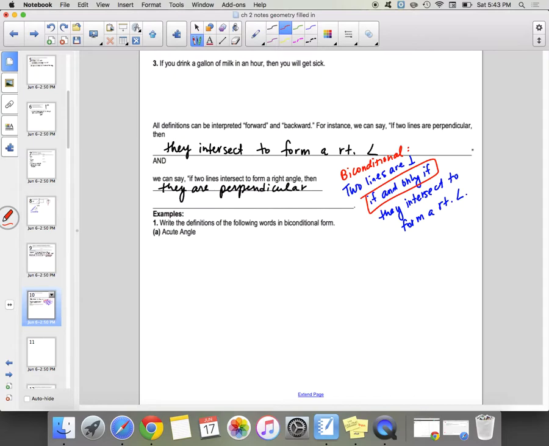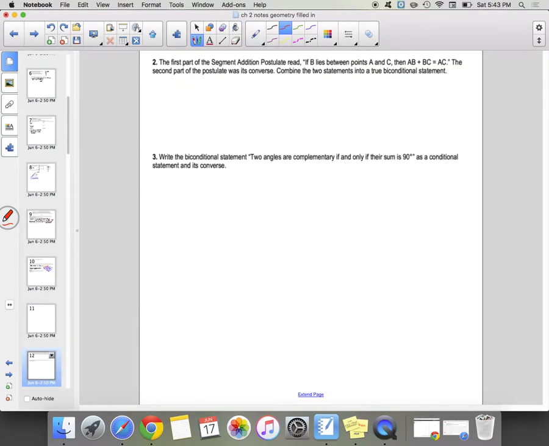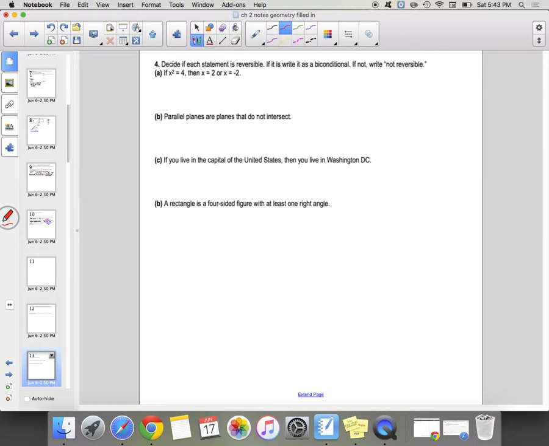All right, so let's skip these definitions and let's go to some of these. So it says decide if each statement is reversible. If it is reversible, write it as a biconditional. If it's not, then write not reversible. So with this one, we want to decide if the converse is true. If the converse is true, it will be reversible. So we're going to say if x is equal to 2 or x is equal to negative 2, then x squared equals 4. So that's true. So it is reversible.